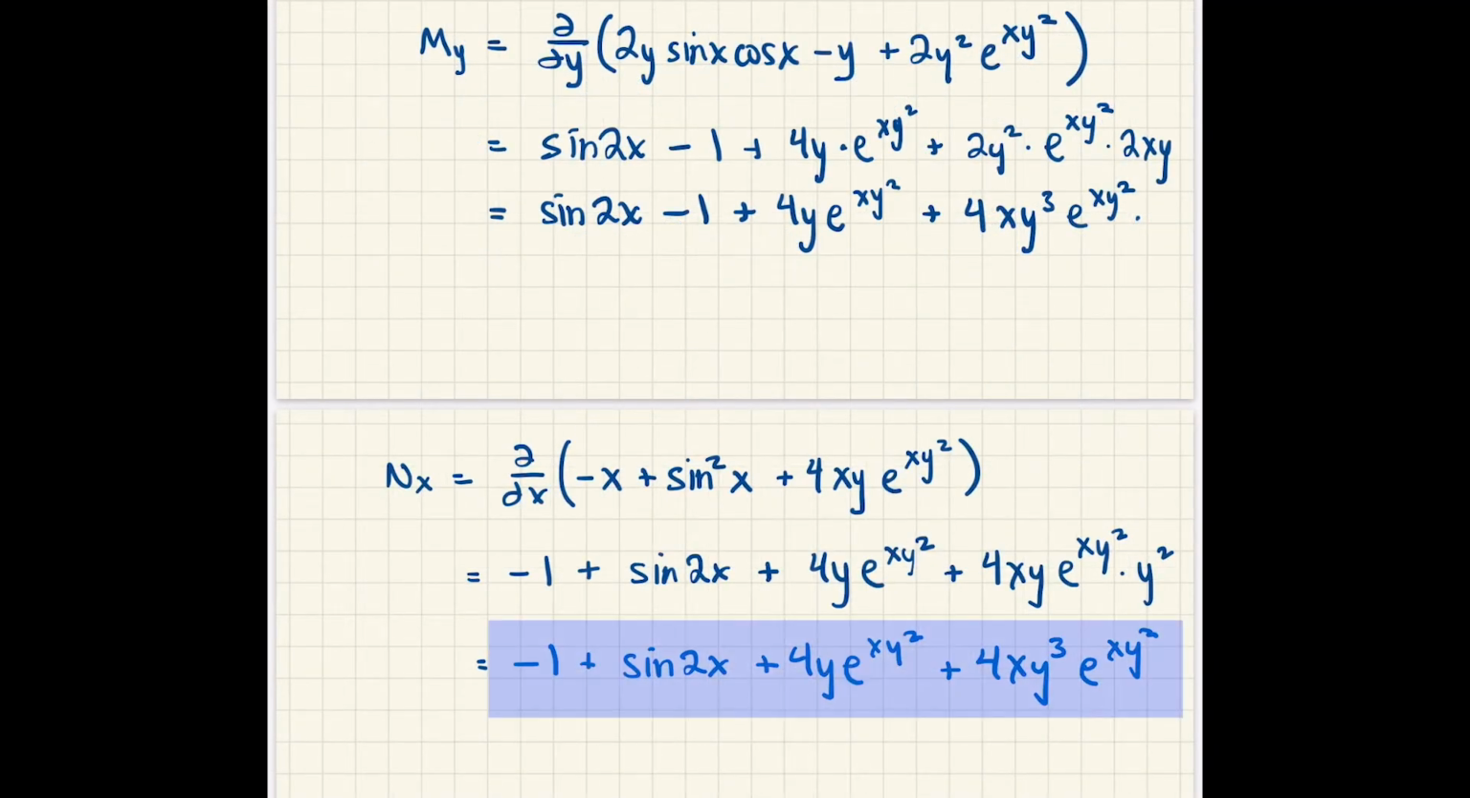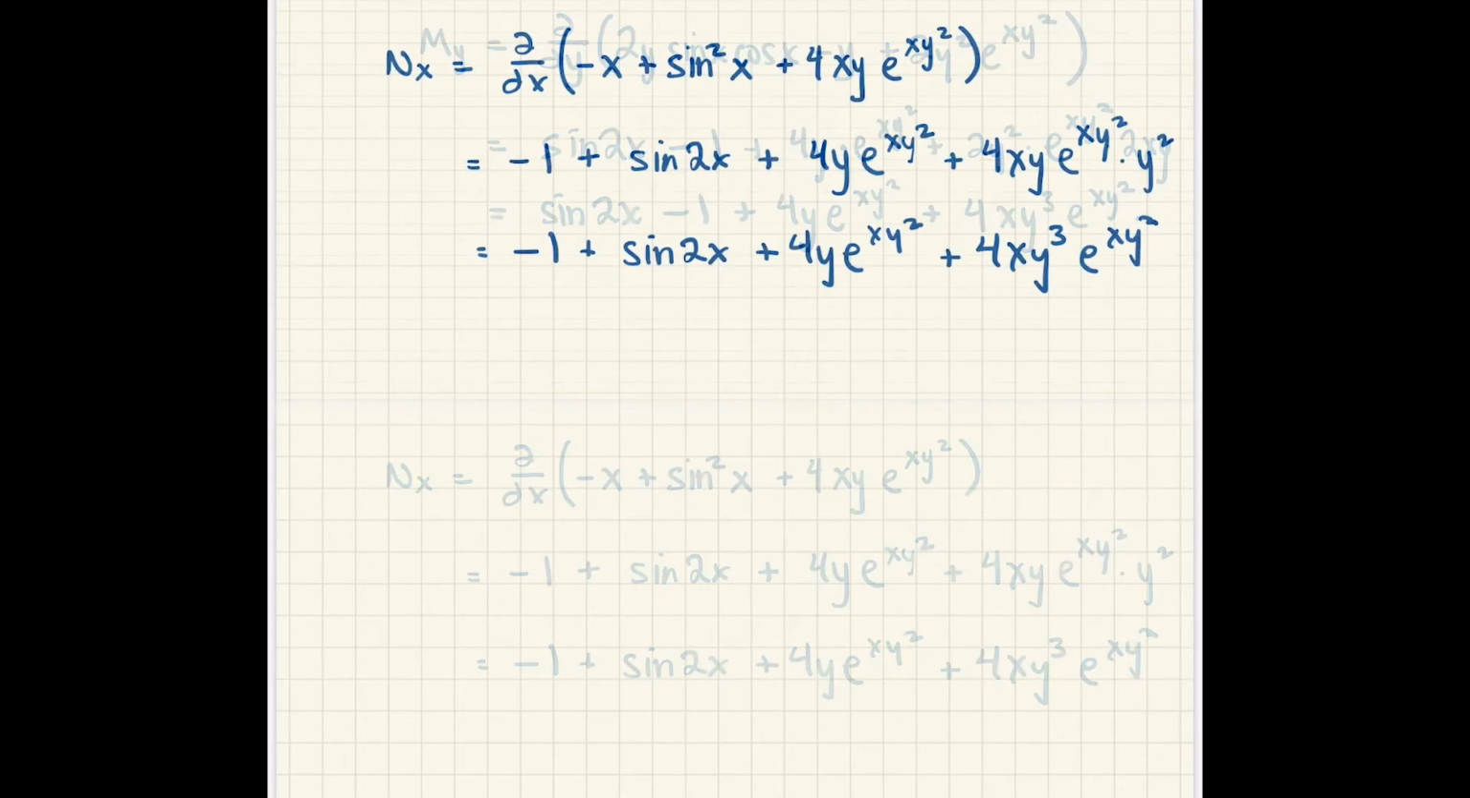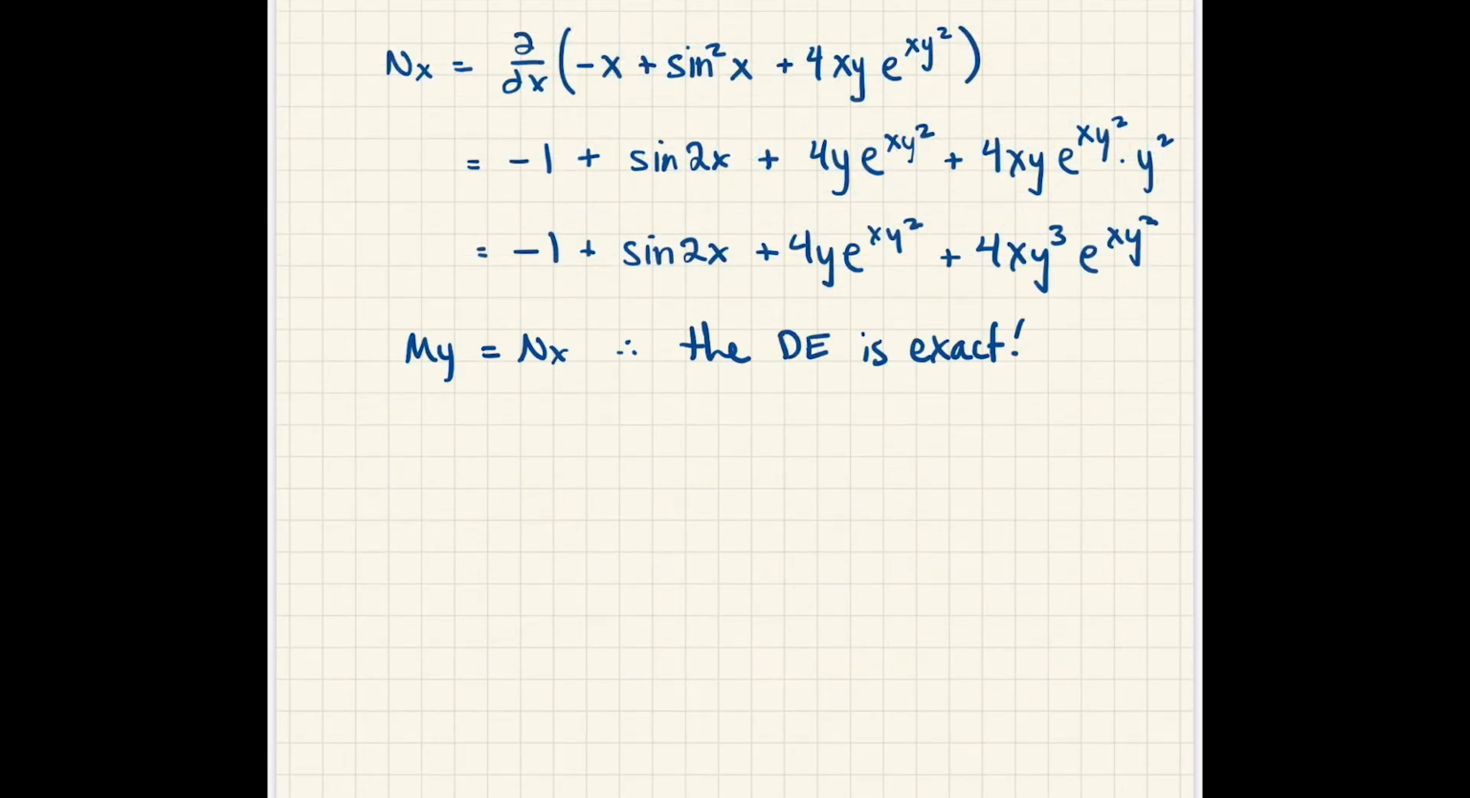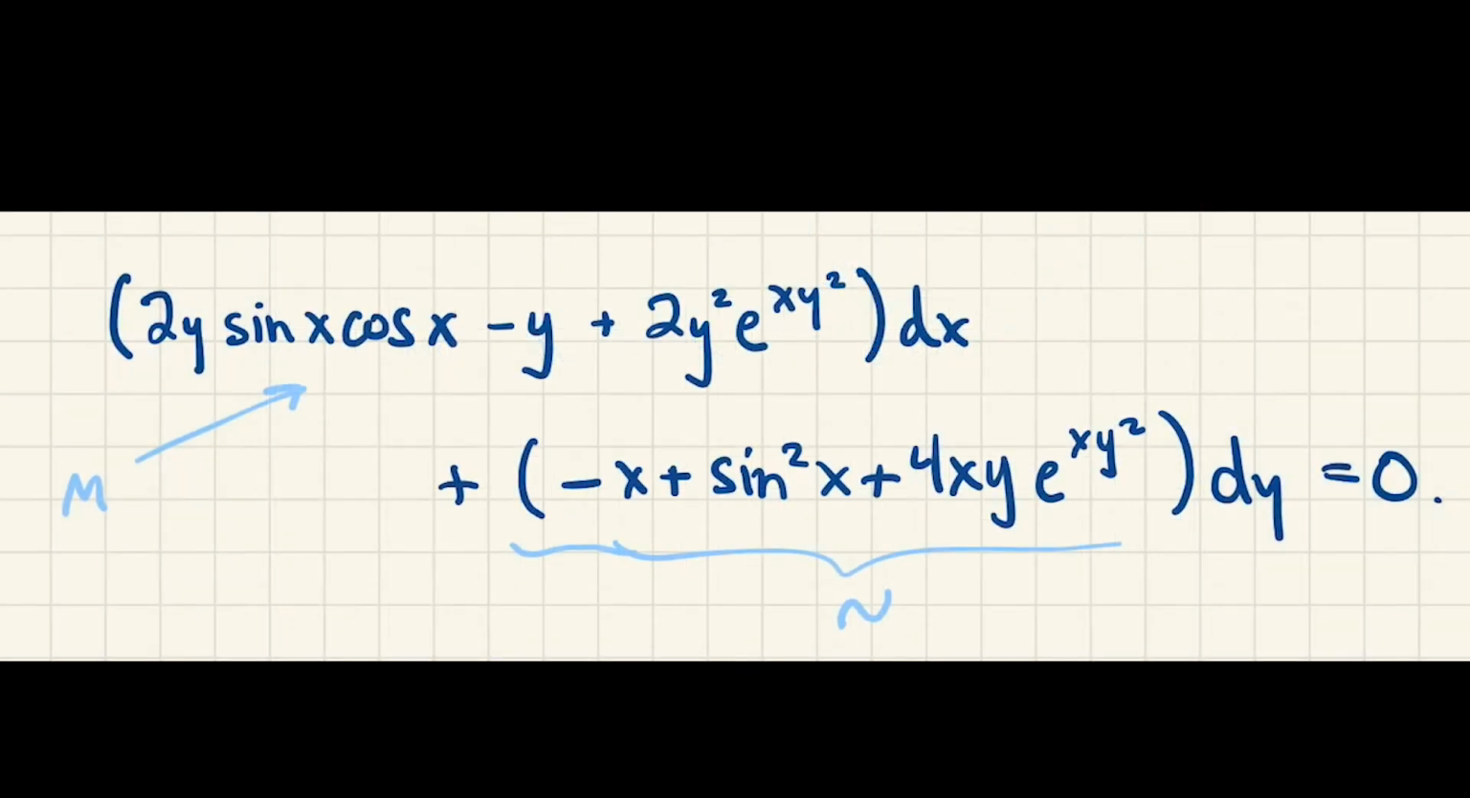Okay, comparing n x with m y, looks like they're identical. Hooray! Okay, so to find f, we're going to either integrate m with respect to x or n with respect to y. So let's go see which one we want to do. Neither one looks particularly delicious, so I say we just go with m with respect to x. See what happens.